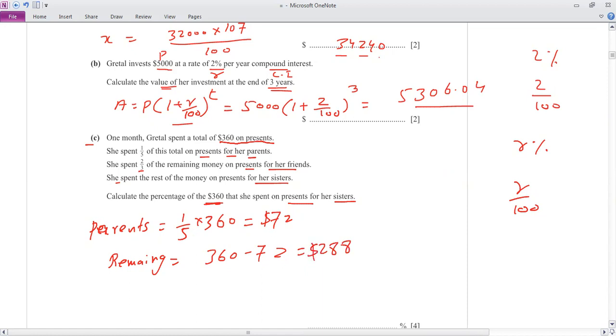Okay, so 288. Now she spent 2/3 of the remaining money on the presents for her friends. So what will be the amount she will spend for friends? Friends is 2/3 of this remaining money of 288. So 2/3 of 288, it is $192.